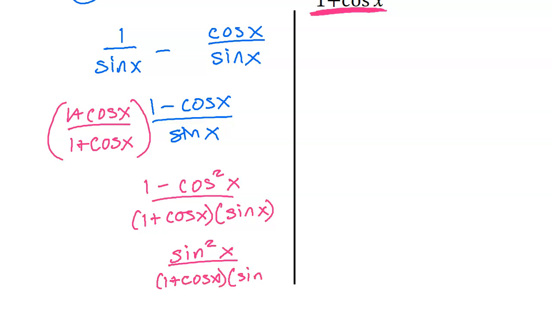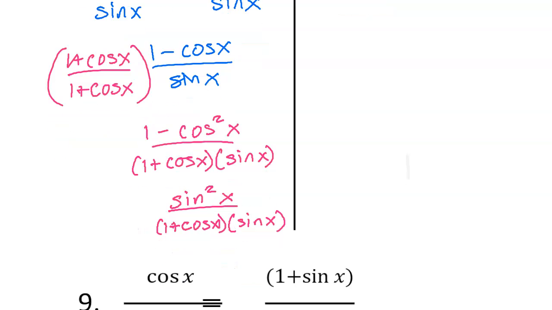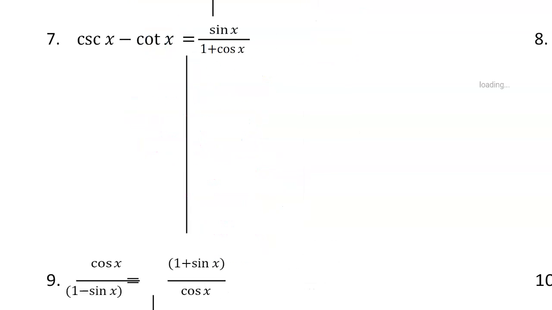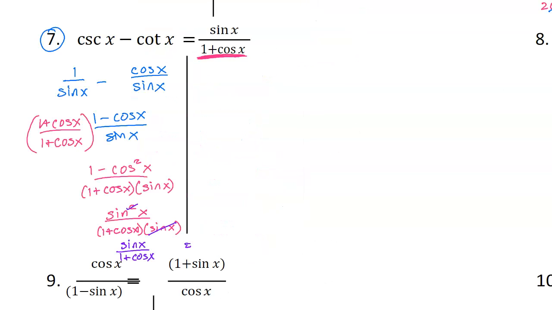What else do I notice? I have a sine in both numerator and denominator. They so nicely cancel, leaving me with sine of x over 1 plus cosine of x. And oh my goodness, all of that work and guessing paid off. I have sine of x over 1 plus cosine of x. And I'm done.